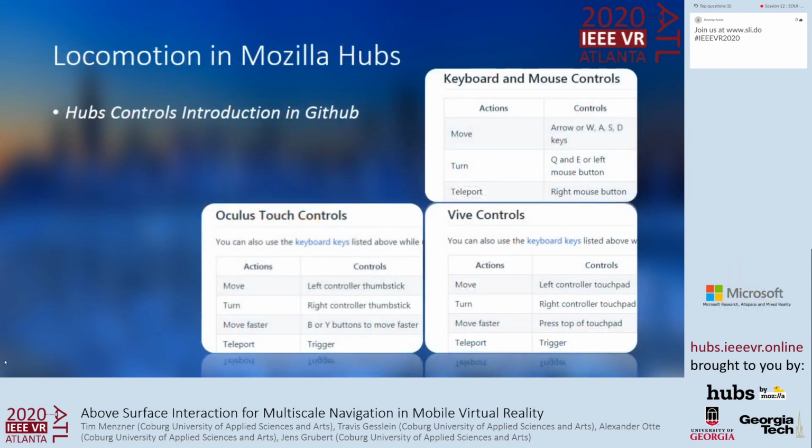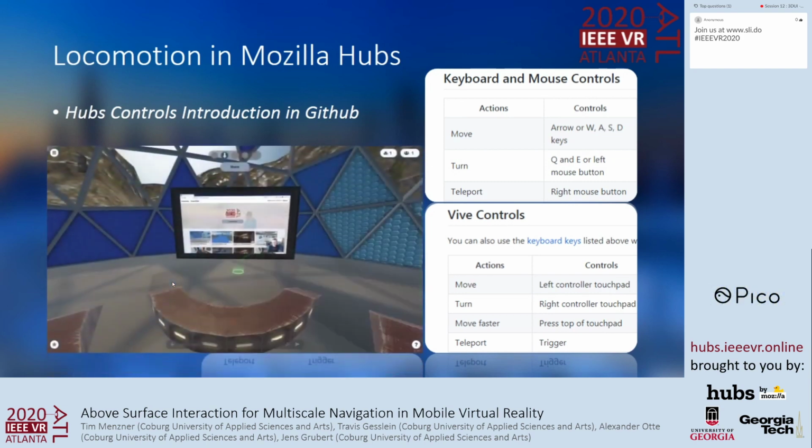As the GitHub shows, if you are using the keyboard, you could use WASD to move, and the right mouse button to teleport. If you are using the Vive or Oculus, you use the controller to move and the trigger to teleport. Here is an example of teleport. However, if you want to have a more immersive experience, it is better to use your own legs to move.